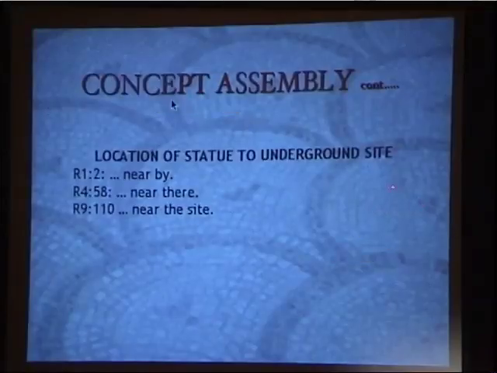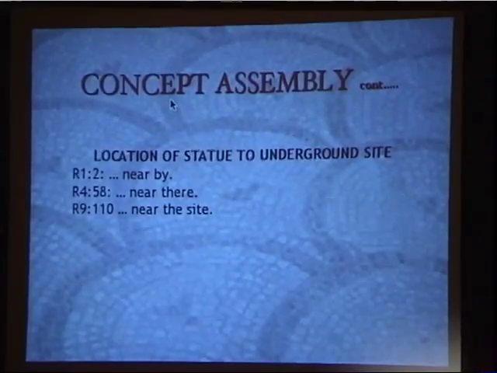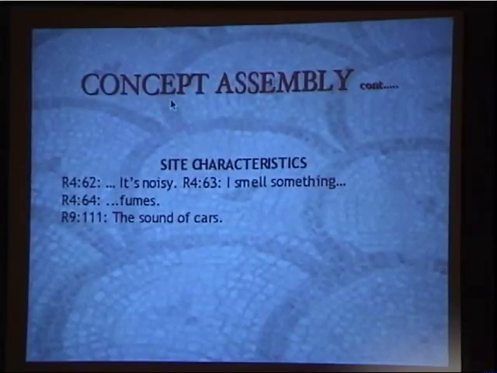The location of this underground site, well, it's nearby, it's near the site. Then you can take this and look at the map and begin to work out what it is they're trying to say. And site characteristics, well, it's noisy. I smell something, fumes, the sounds of cars. That tells us this is clearly something out of doors. We don't cue them. We don't say, is it out of doors? We just say, describe this, and this is what they volunteer.